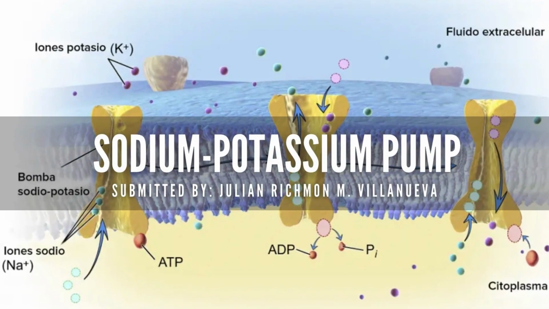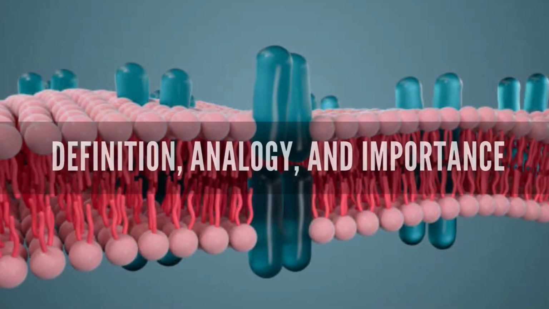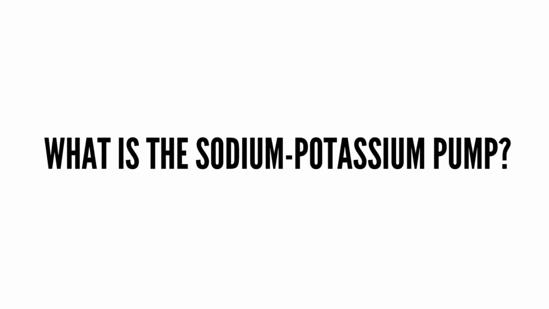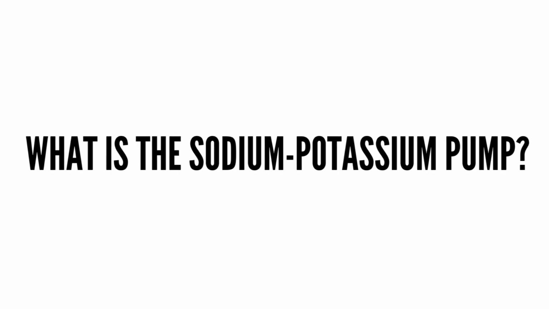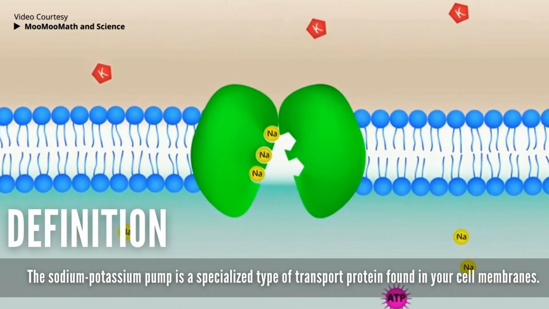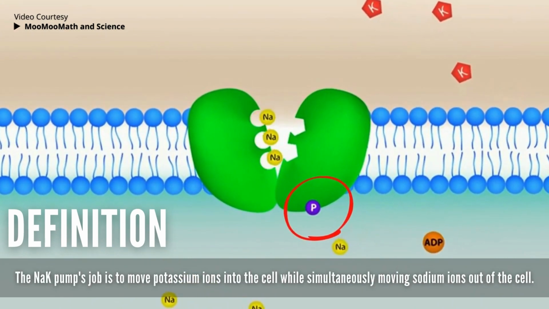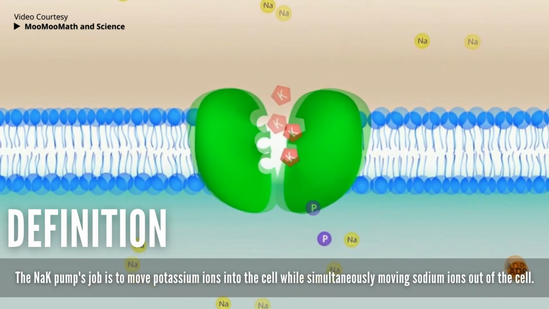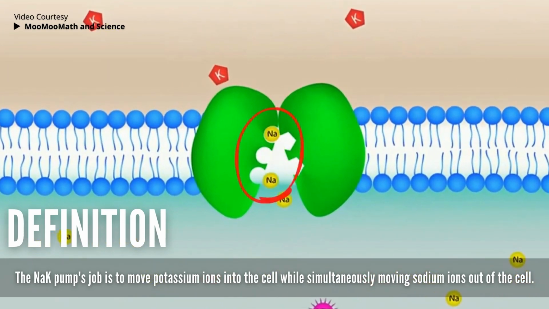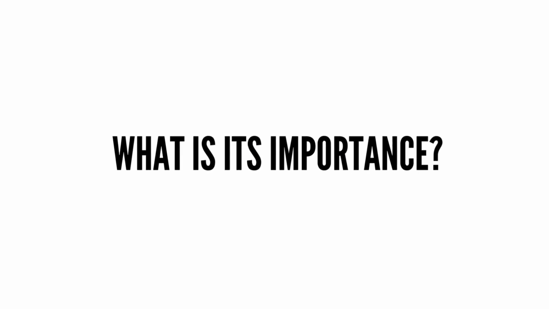In this short video, I'm going to explain how the sodium-potassium or NAK pump works and its importance to various cellular processes in our body. So first, what is the sodium-potassium pump? The sodium-potassium pump is a specialized type of transport protein found in your cell membranes. The NAK pump's job is to move potassium ions into the cell while simultaneously moving sodium ions out of the cell.